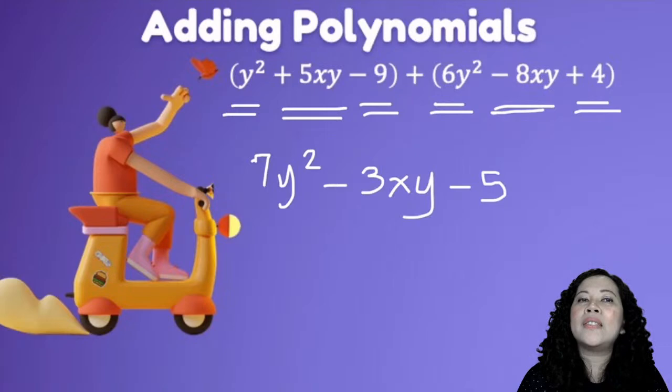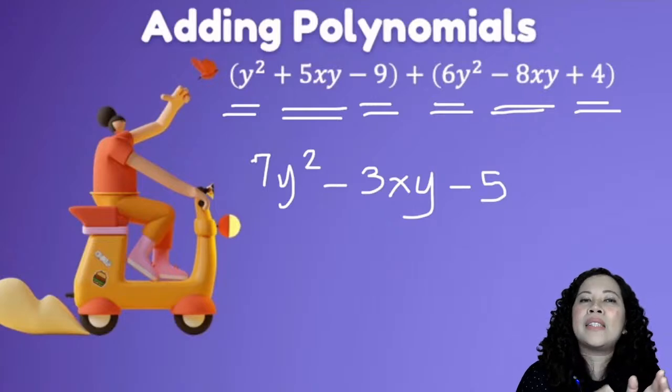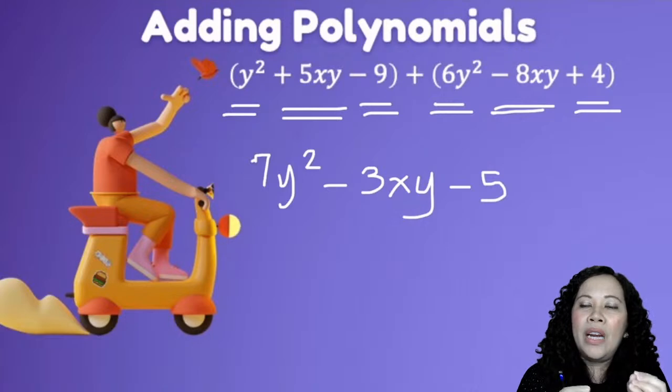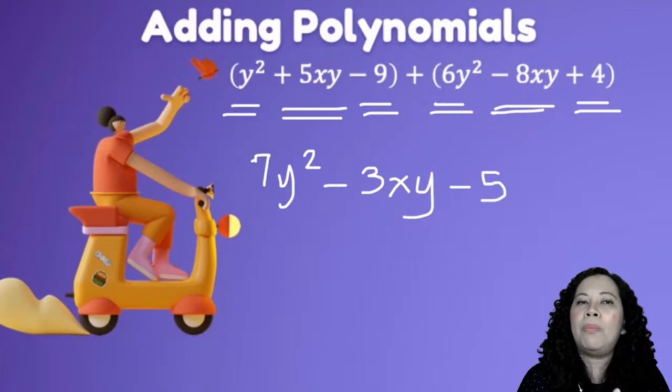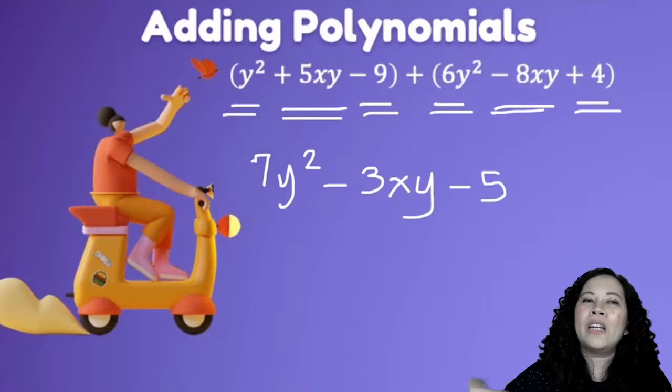So 1y squared plus 6y squared is 7y squared. 5xy and plus negative 8xy are different signs. Therefore, we subtract 5 from 8, or 8 from 5, and then we copy the sign of the bigger number. Okay, so that is for addition.